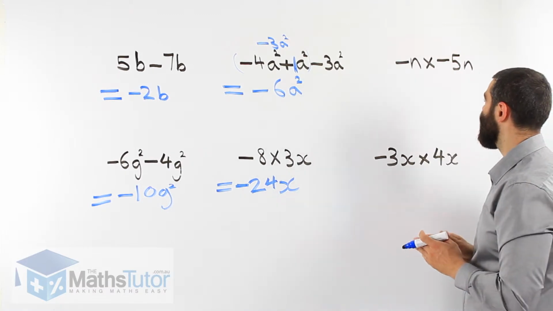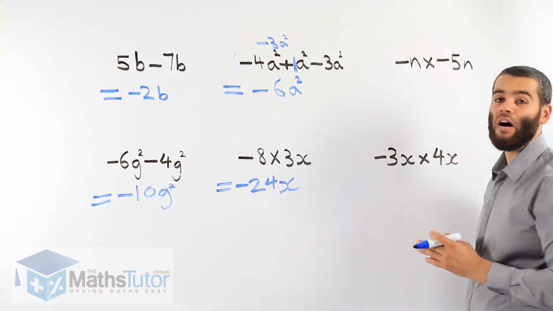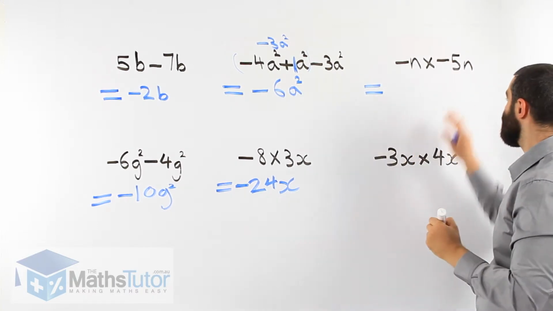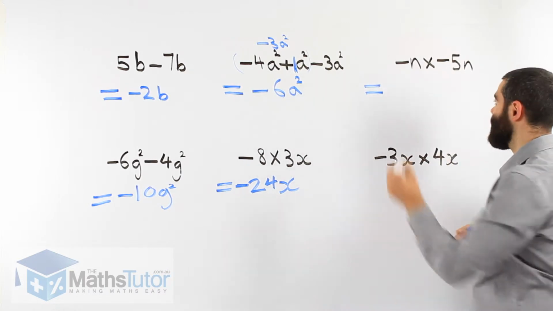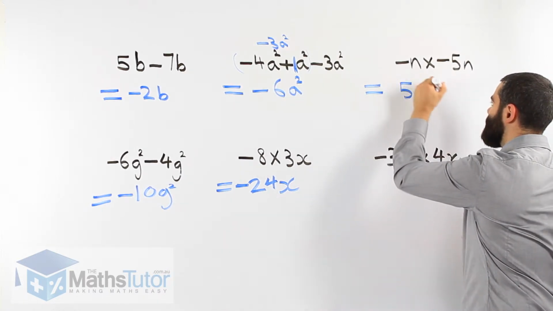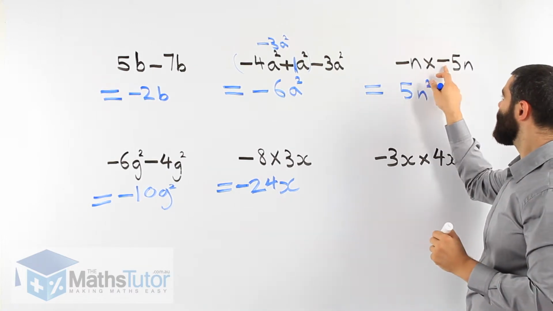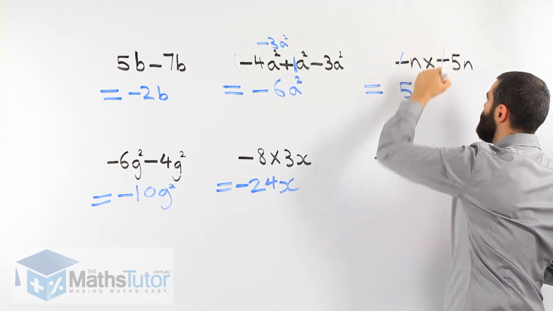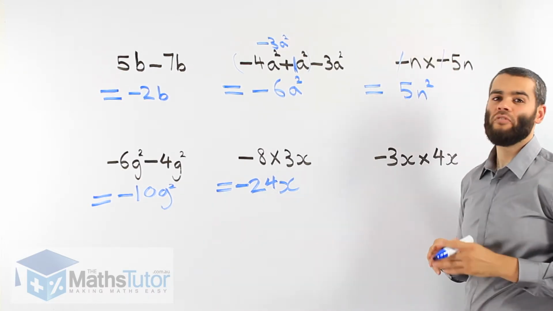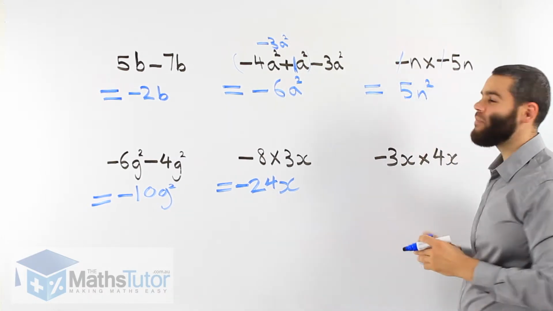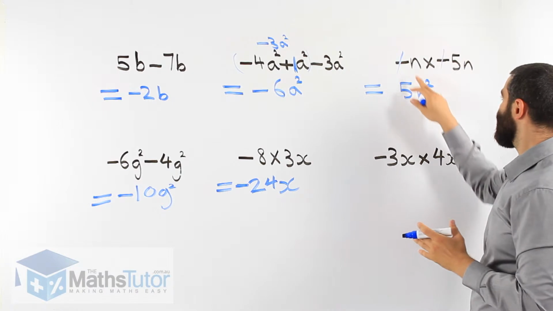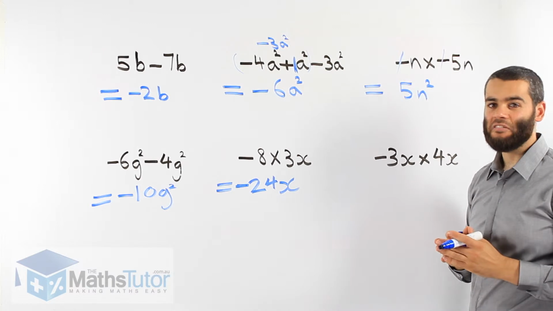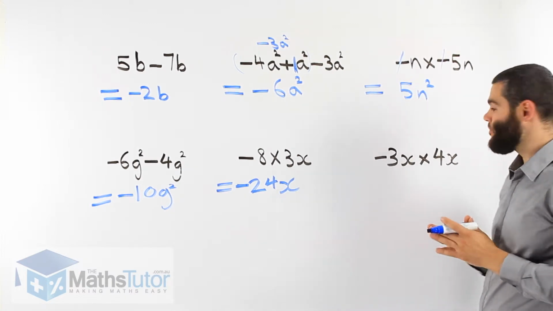Here, negative n times negative 5n. So we have a multiplication. Now we know that 5n times n, or n times 5n, is 5n squared. And the two negatives, we said what happens to them? Bye-bye, see you later. So our answer is positive 5n squared. When we have two negatives, they partner up and go to the movies, they're gone. n times 5n, 5n squared, because n times n is n squared.